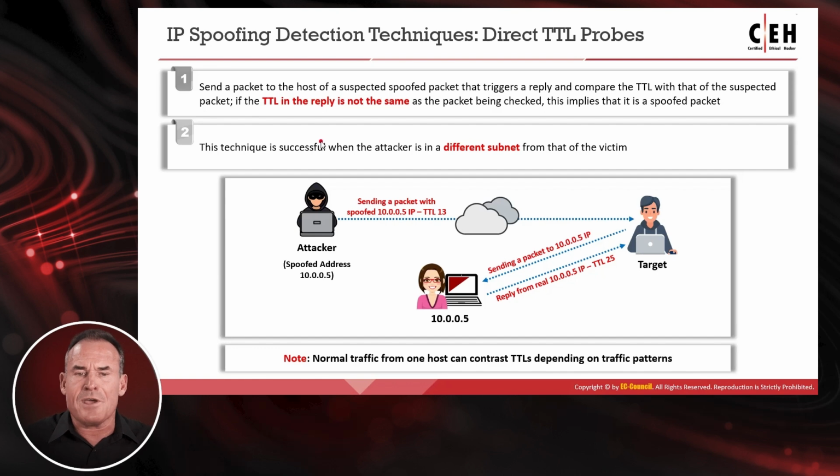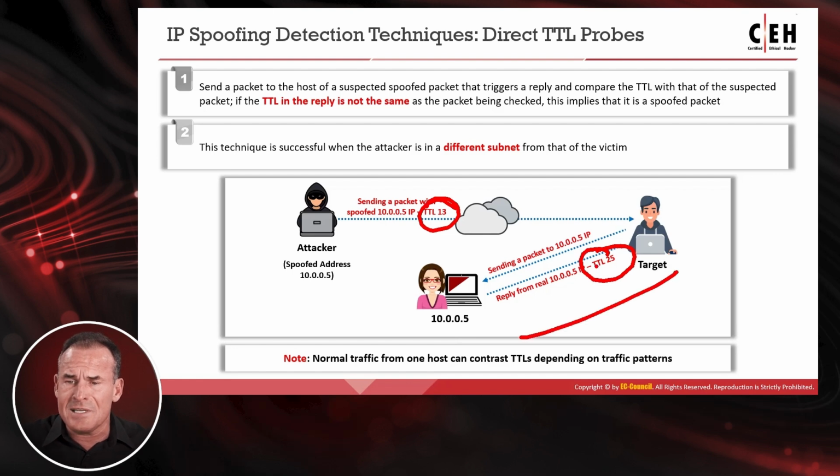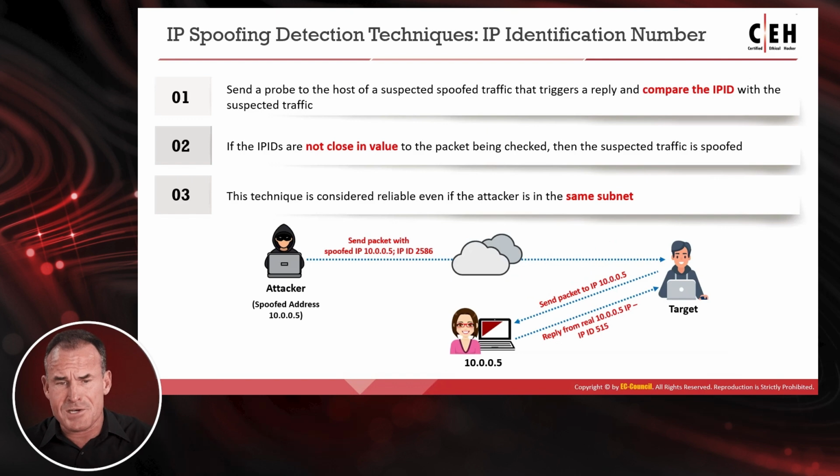But if I'm spoofing an IP address, my TTLs will be different. Our victim here has an active connection. Her TTLs are 25. The attacker spoofing the IP address, TTLs coming in at 13. That's a 12-hop variance. That's substantial. Now, 1 or 2 here or there, depending on routes through the internet, but 12, come on, that's obviously a spoof packet. There's also IP identification numbers.